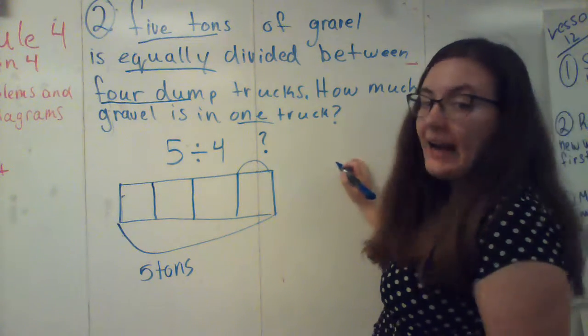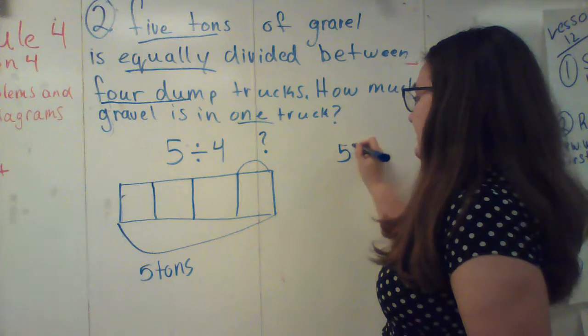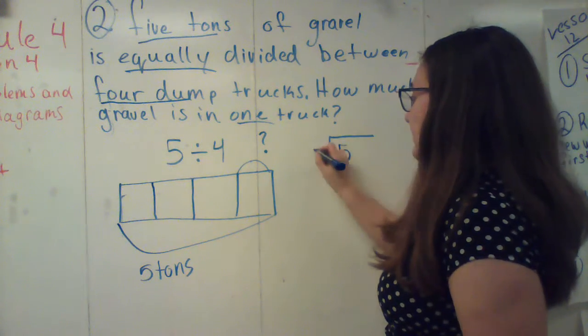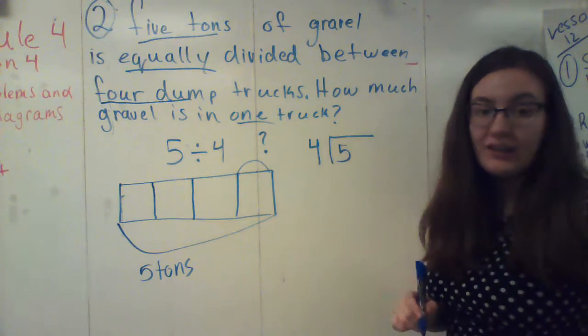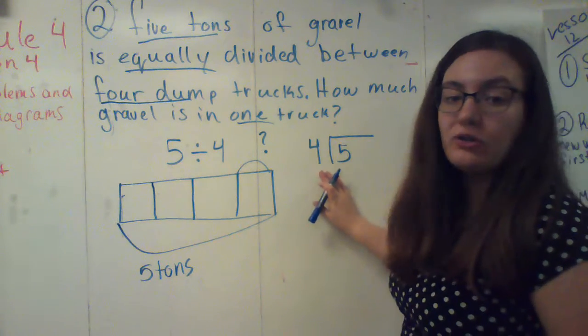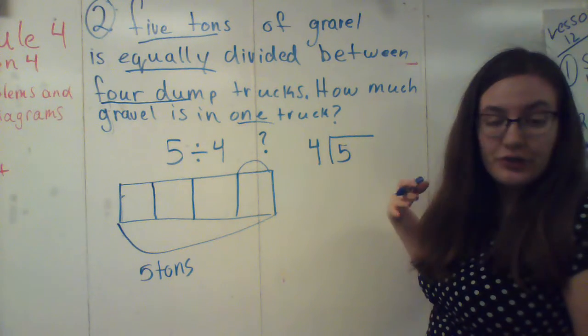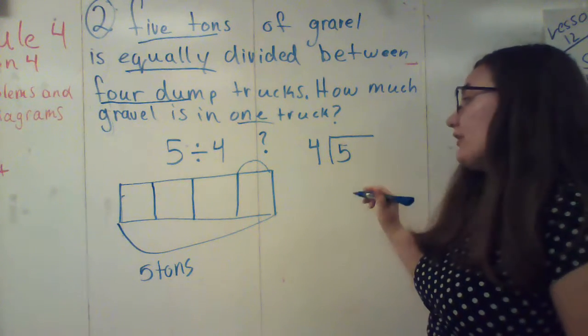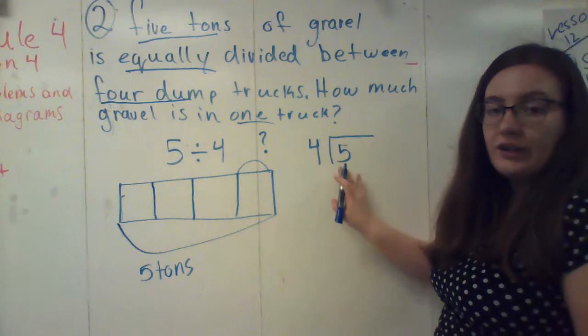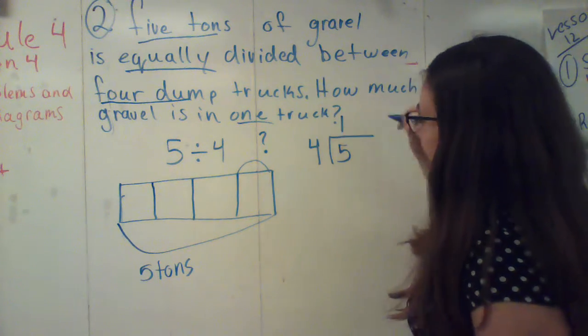So to do that, I'm going to set up a standard algorithm. So I'm going to say it: 5 divided by 4. And now I can start solving, now that my problem is set up correctly. If you want to, you can probably just do this problem on your desk and work along with me. So 4 goes into 5 one time. So I put a 1 up here.